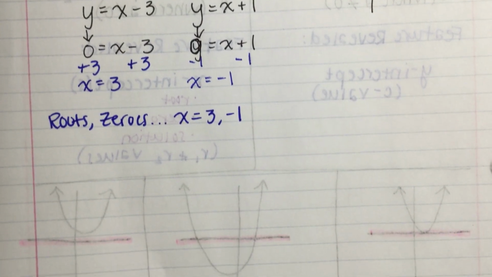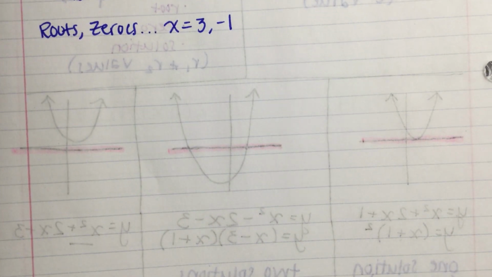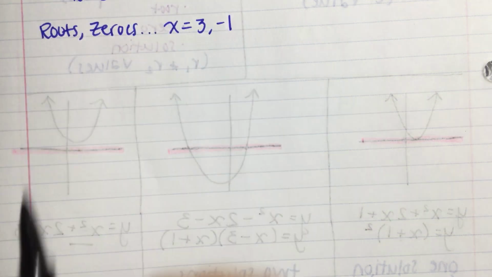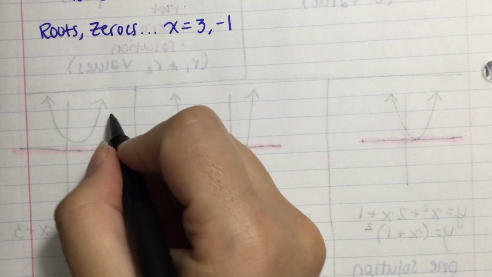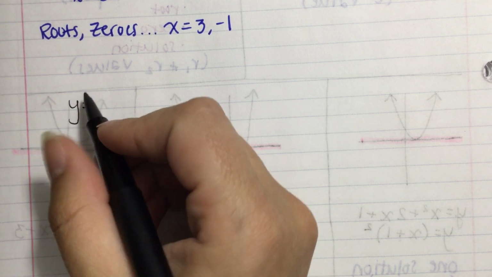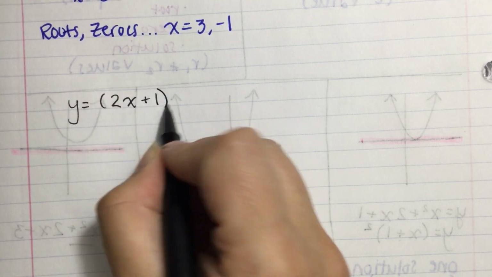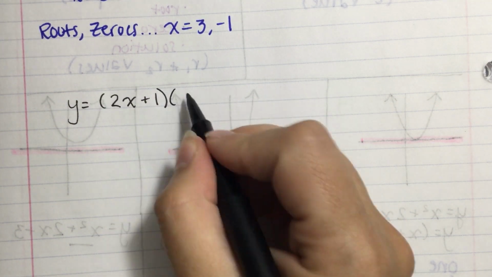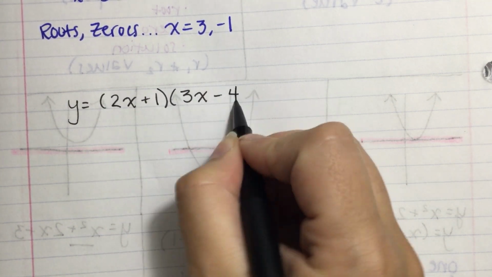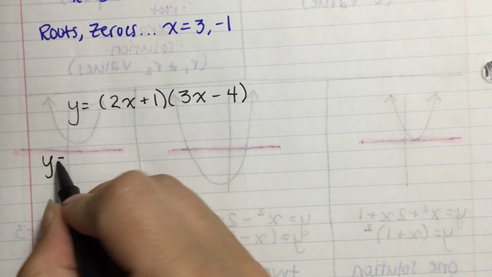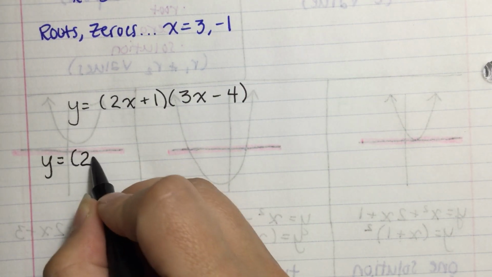Now, you won't always be given one that's quite as easy as that. You might be given one that actually has a number in front of my x value. So let's say that we're given y equals 2x plus 1 times the quantity of 3x minus 4. In this case, I'm going to do the same thing. I'm going to set them both separately equal to y.